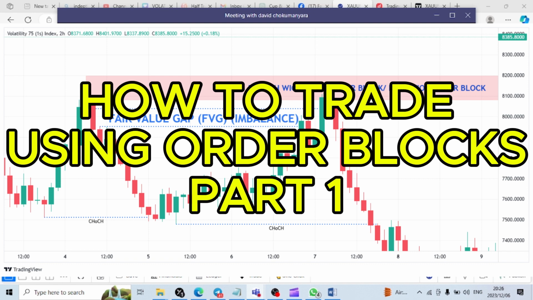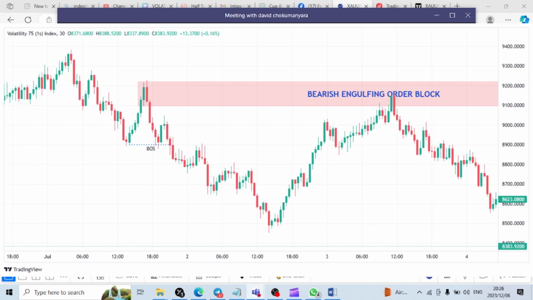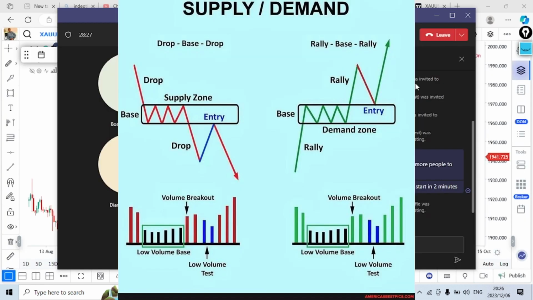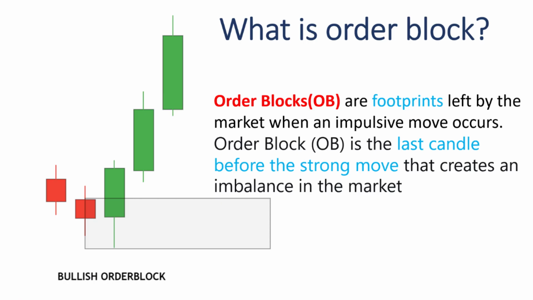So what I'm currently doing is this. I want you guys to have a taste of our mentorship program. Yesterday we had a very good lesson. We were talking about demand and supply zone. So today's lesson will be focusing on order block, smart money trading.